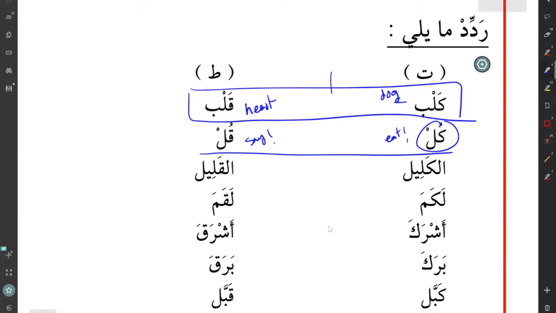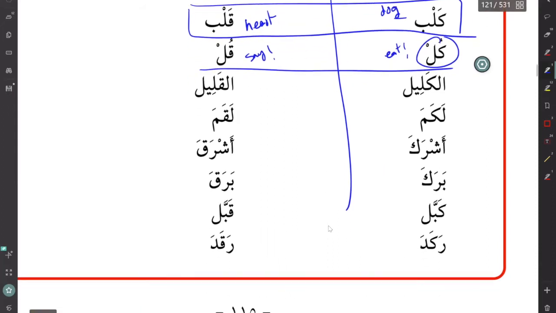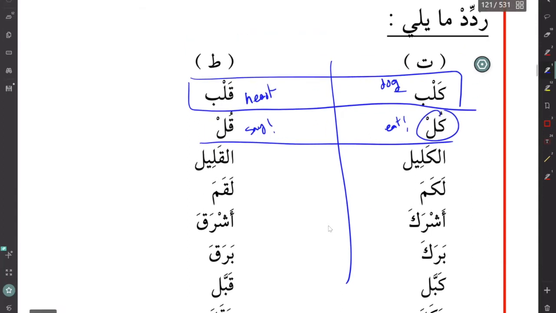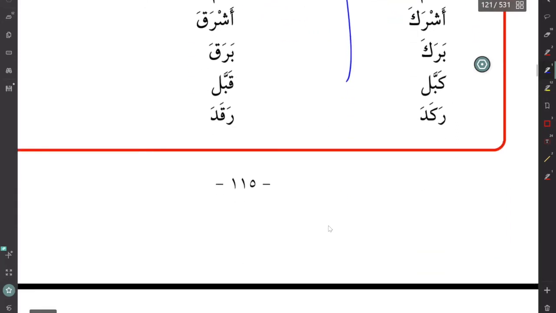So pay attention to these things. If you need help, you should review them and make sure you understand the difference. Okay. Now, here I don't think they want you to memorize these words yet, because some of these words it's not for you to memorize right now. It's just trying to give you some words so that you can see the difference in sound.